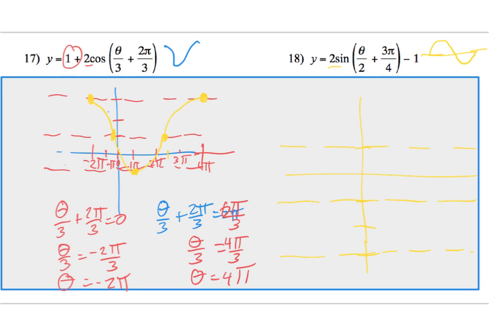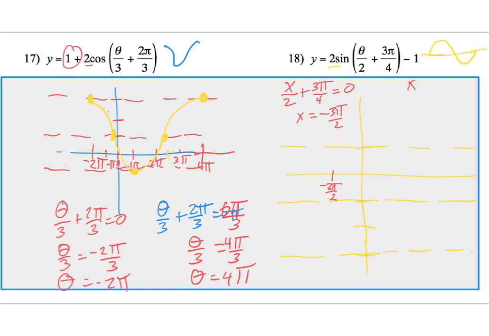I'm going to use x instead of theta this time, just for funsies. So we get x over 2 plus 3 pi over 4 is equal to 0. Solving that is going to give us x is equal to negative 3 pi over 4 times 2, which is negative 3 pi over 2. So I'm going to put that somewhere here. So negative 3 pi over 2.